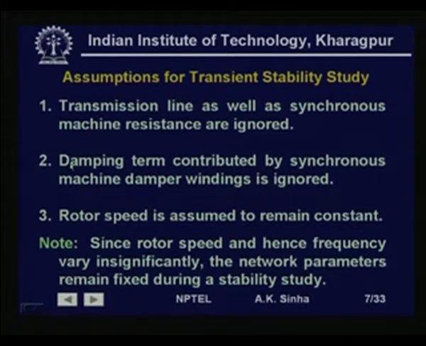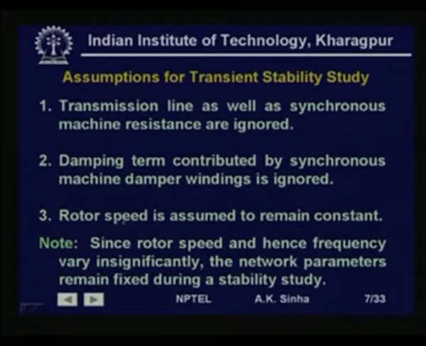The third assumption we make is that rotor speed is assumed to remain constant. Well, the rotor speed actually does not remain constant, but the change in rotor speed from the synchronous speed is very, very small. That is, when we are talking about the change in speed, it will be say from 3000 rpm to maybe 3005 rpm or so. That is, we are saying that the change in speed is negligible or very small, and it does not cause much error if we assume that the speed remains constant. Though in actual practice we know the speed will vary, it will be a little more or a little less depending on the acceleration or deceleration of the rotor.